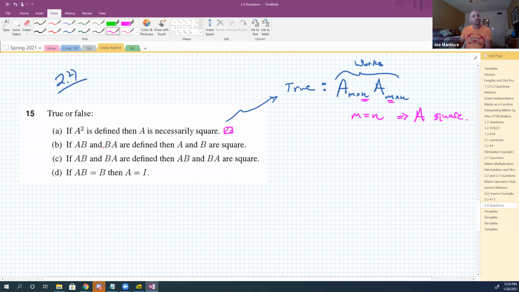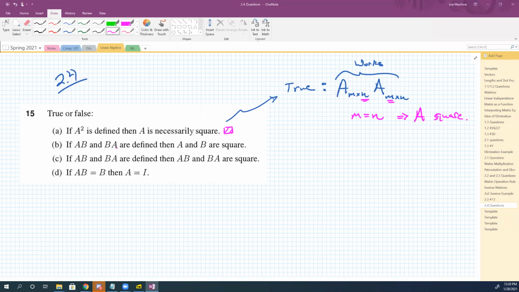All right. So let's see. If AB and BA are defined, then A and B are square. Is that true? I don't think so. Yes. Oh, Karen says yes. You guys say no. Karen says yes, so I believe Karen. I don't know. It could be yes. Pistols at dawn, huh?